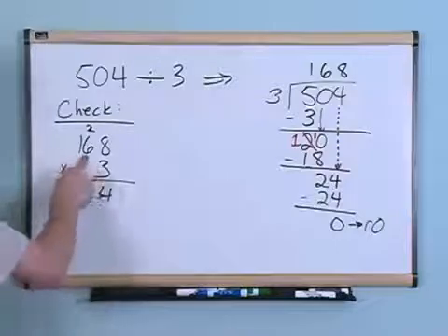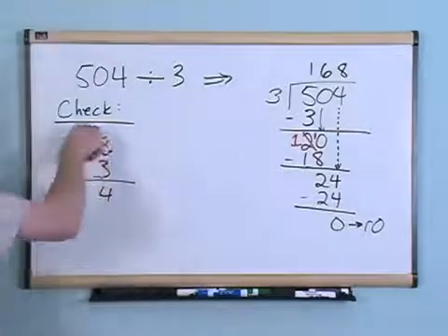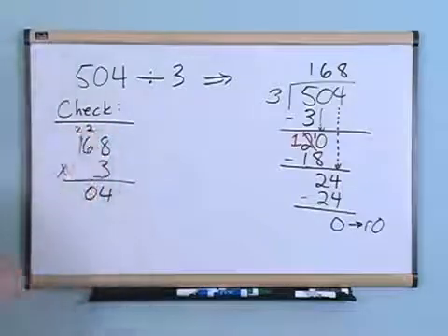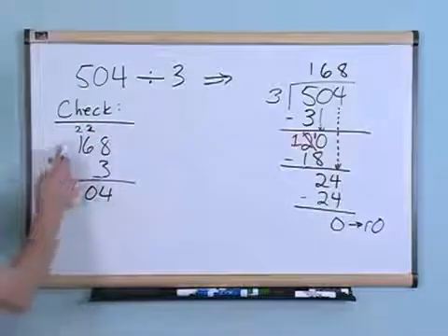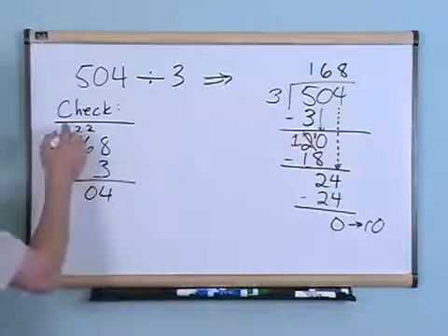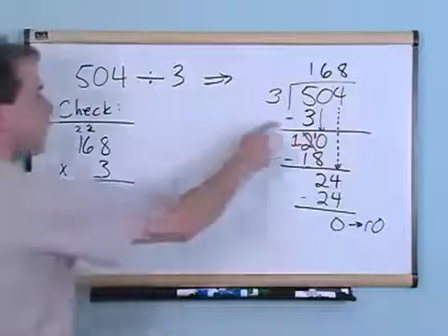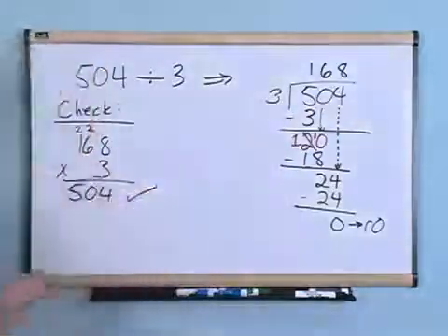6 times 3 is 18, right? 18, plus the 2 I just wrote here, is going to give me 20. So I'm going to put the 0 there and the 2 up there. Okay? 1 times 3 gives me 3, plus 2 more gives me 5. 504 checks with 504. So I have checked the answer.